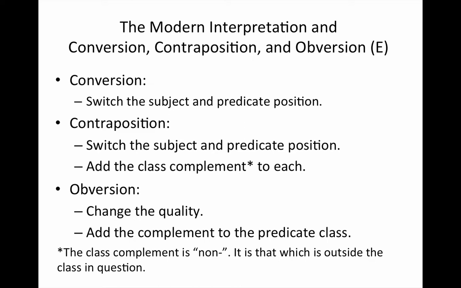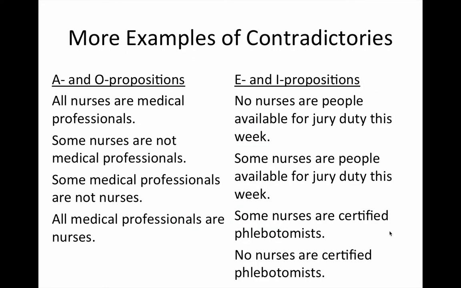So you don't have to worry about restrictions, which you will see when we get to the traditional interpretation of the square of opposition and conversion, contraposition, and obversion. When you obvert a claim, you change the quality, and then you add the complement to the predicate class. Let's see how this looks when we're converting, contraposing, and obverting claims, and doing so with the Venn diagram might help you to see what is happening.